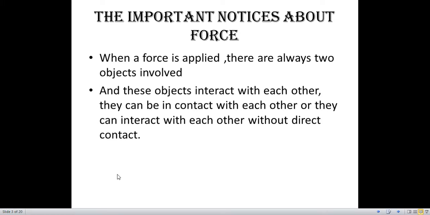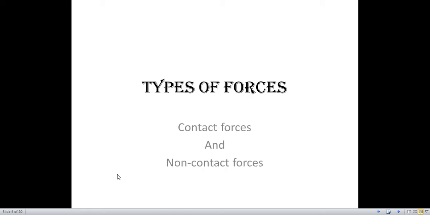The important thing to take down here about a force is that when a force is applied, there are also two objects involved, and these objects interact with each other. They can be in contact with each other, or they can interact with each other without being in contact. And now let's look at the types of forces. We have two types of forces, which are contact forces and non-contact forces.